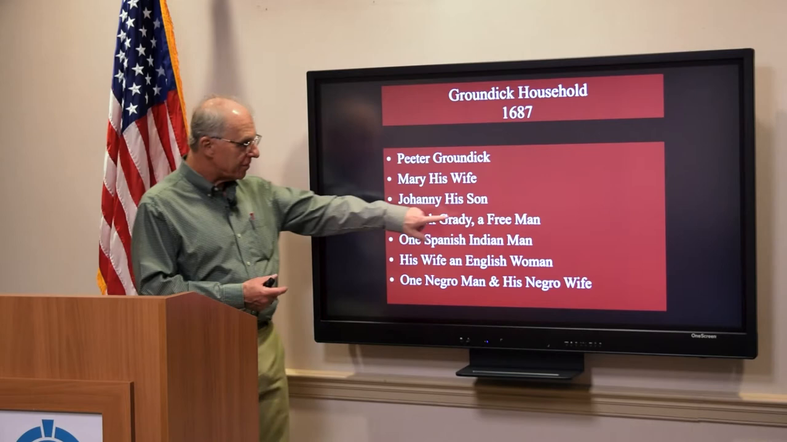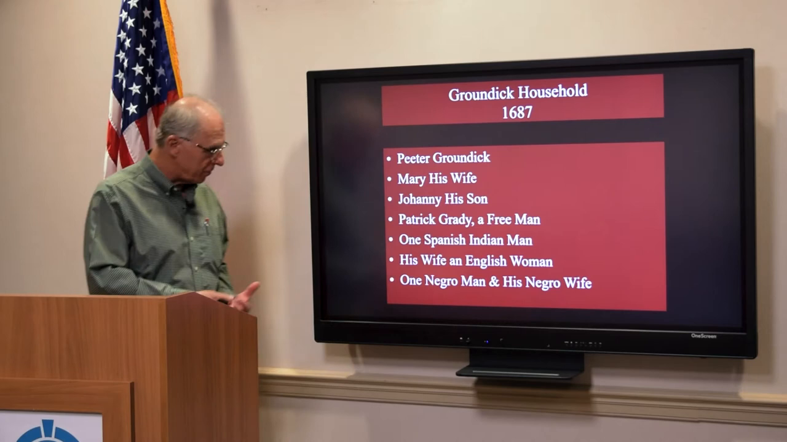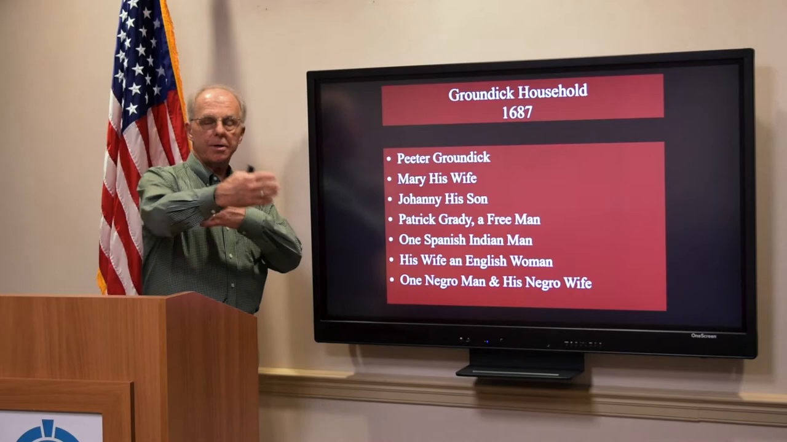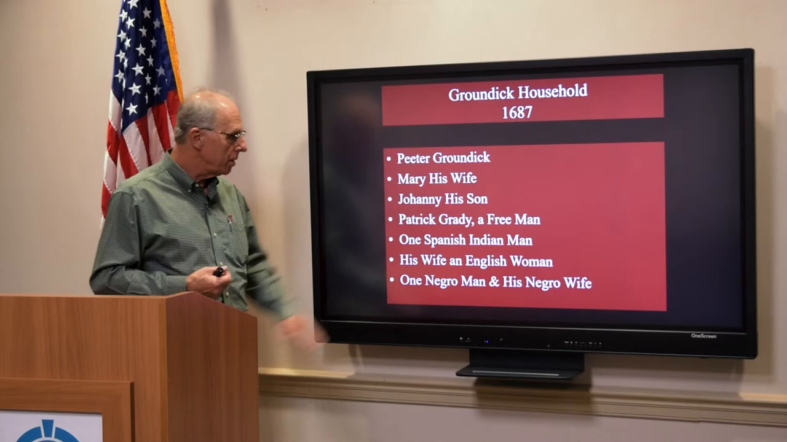Here's a free man in the house. Why is he there? Perhaps he was an indentured servant who had just worked his time off and didn't have anywhere to go until he got his land, part of his freedom dues. Perhaps opportunity wasn't there. Even though he was free, the opportunity to gain land or to move somewhere where land was available may not have been there. So his fortunes dictated that he perhaps stay in this household and become an employee. He's obviously free, so he's not an indentured servant.